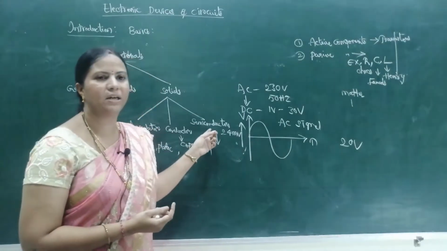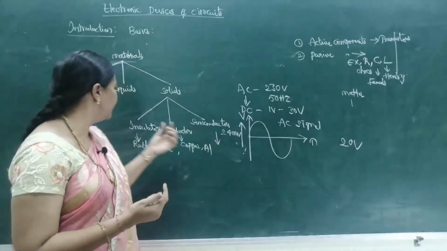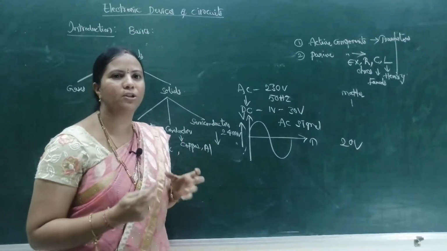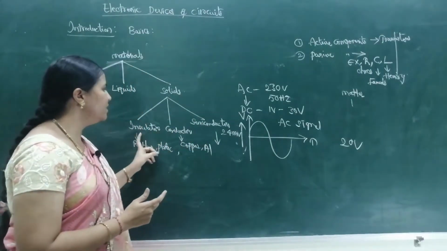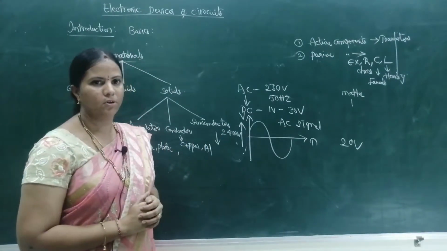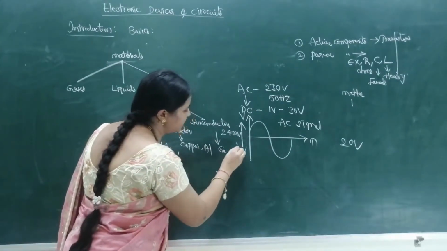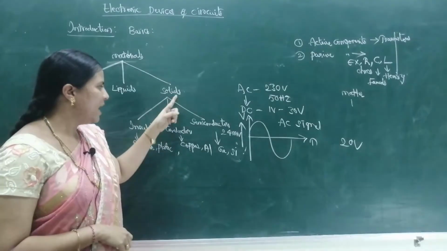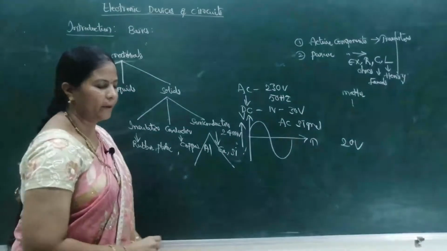The semiconductors are those substances which have the conductivity between insulators and conductors. Examples of semiconductors: germanium and silicon. So this is the classification of solids. Again, the semiconductors are further classified into two types.